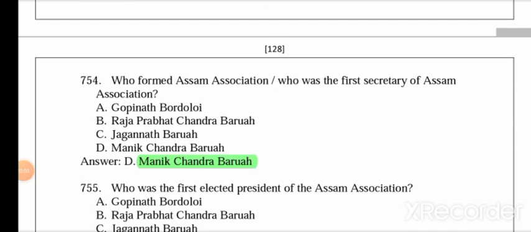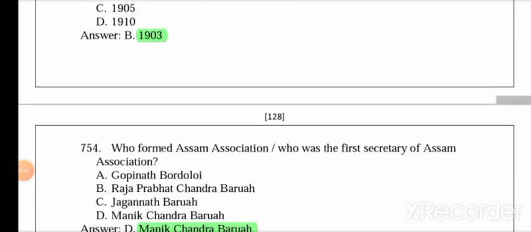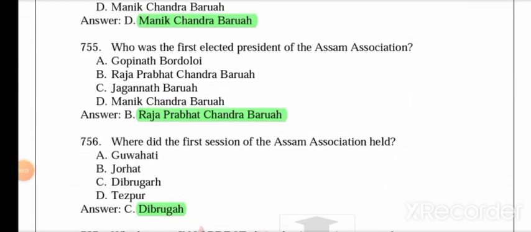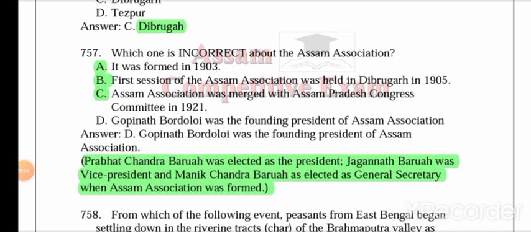Who formed Assam Association and who was the first secretary of Assam Association? It was Manik Chandra Borua, and it was formed during 1903. Remember this. Who was the first elected president of Assam Association? It's Raja Prabhat Chandra Borua. When did the first session of Assam Association take place, and where? It was in Dibrugarh in Upper Assam.